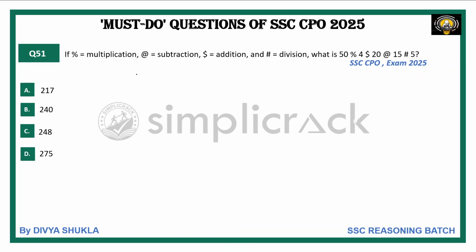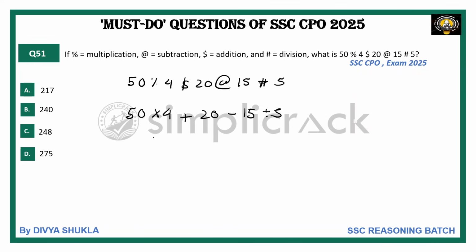Now I have this mathematical operation question. 50 percentage 4 dollar 20 at the rate 15 hash 5. Very simple question. 50 multiplied by 4, dollar is addition, that is 20, at the rate means subtraction, minus 15 divided by 5. So 200 plus 20 minus 3. You would have 217 as the correct answer for this question.